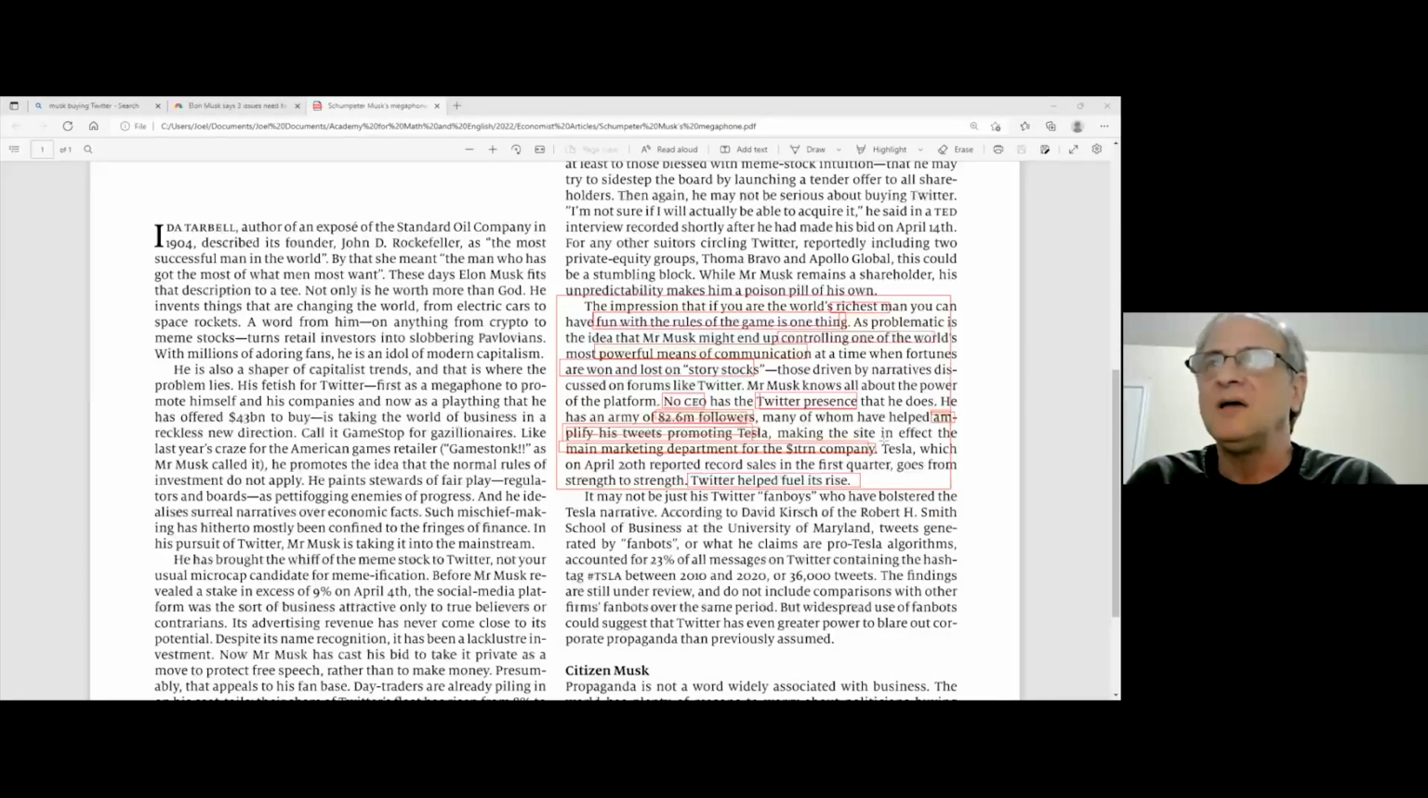So Tesla, which is his main company, had record sales in the first quarter. It gets stronger and stronger. More people want to buy electric cars. Twitter helped fuel its rise. So when you say fuel its rise, just like you have fuel for a car, Twitter helped fuel its rise. It helped make it very strong. Okay, thank you for that, Kate.